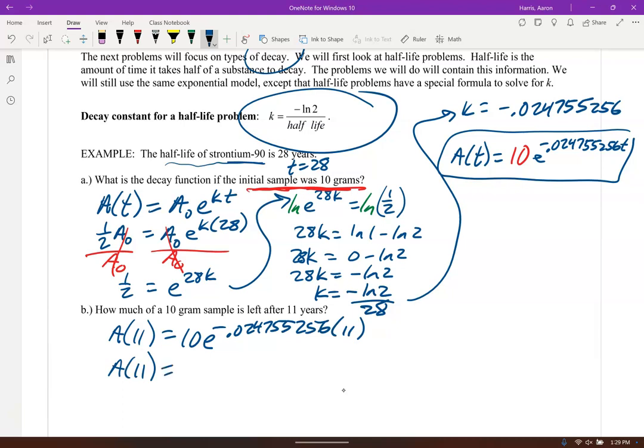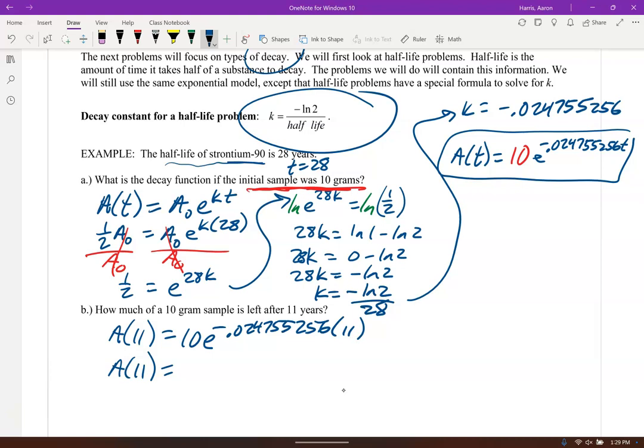Now, if I started with 10, remember the half-life is 28 years. If I started with 10 grams, after 28 years, I would have 5 grams. I'd have half that amount, right? That's what this is based on. That's what our K is based on. Well, we're not going for 28 years. We're only going for 11 years. So I should have more than 5, right? Somewhere between 10 and 5 is how many grams we should have left.